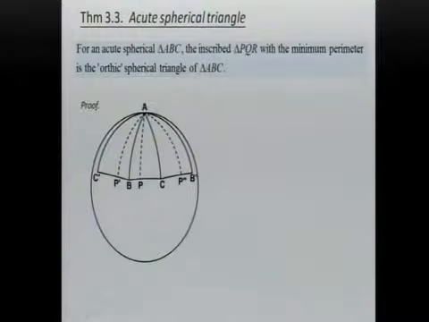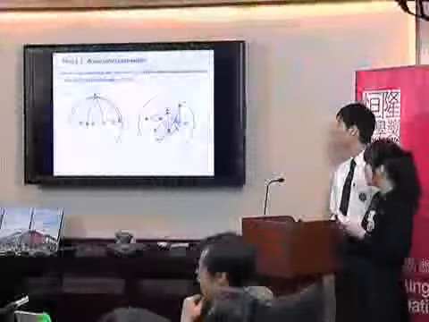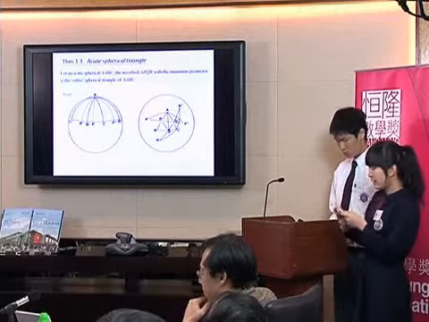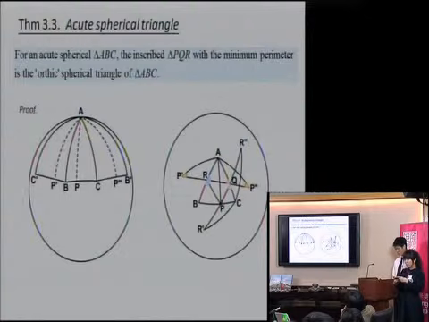In the case of an acute spherical triangle, P is the variable point on BC. We reflect the triangle about great circles AB and AC. We know line P' P'' is the perimeter of the inscribed triangle. Using the spherical cosine law, we prove that P'P'' is minimum when AP is perpendicular to BC. By angle tracing and reflection, we further prove that Q and R are the feet of the altitudes. Hence, the Orphic triangle PQR is the solution.